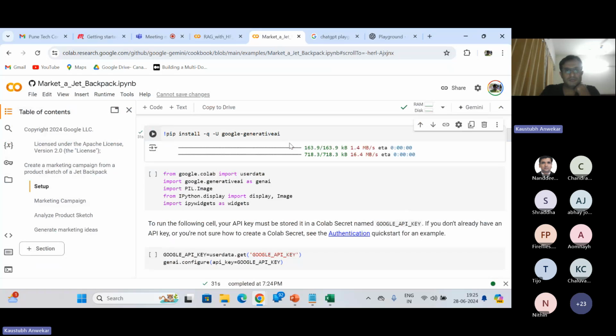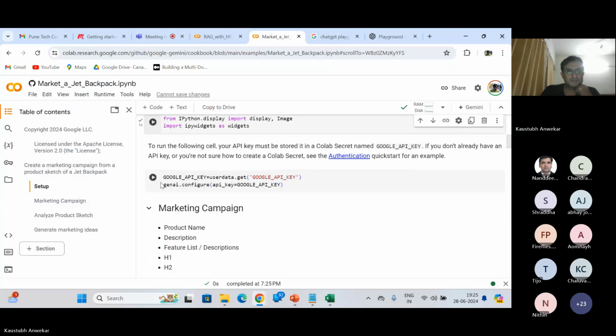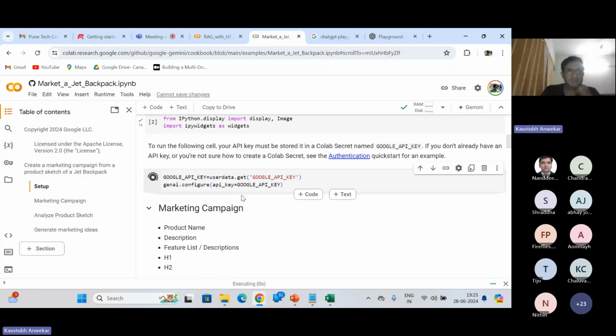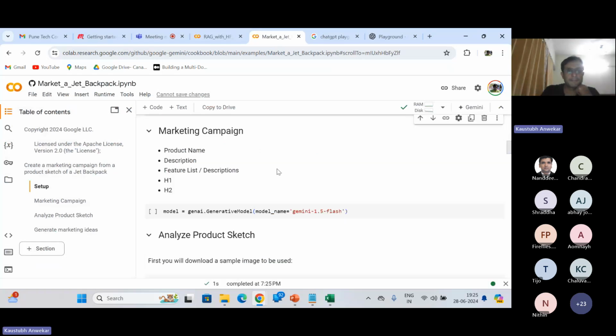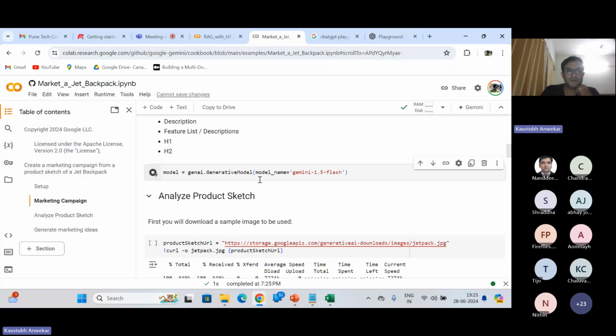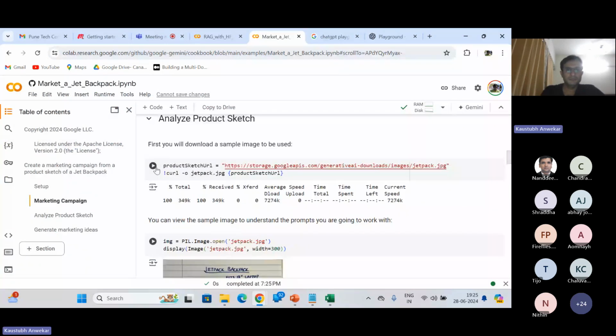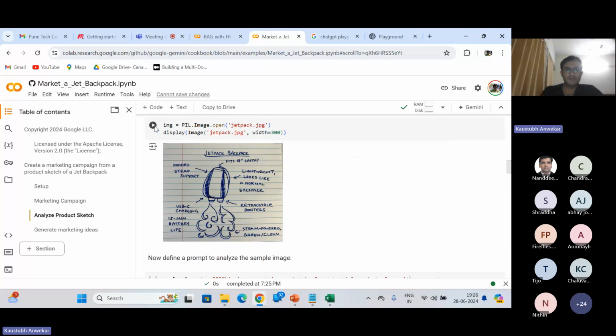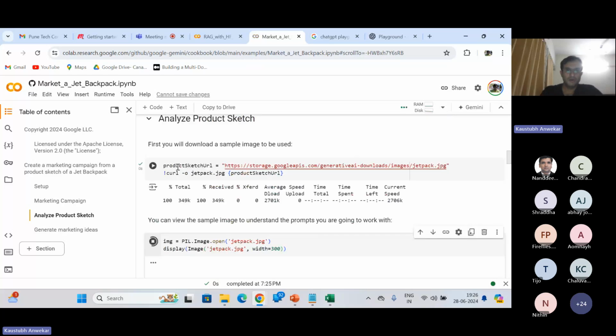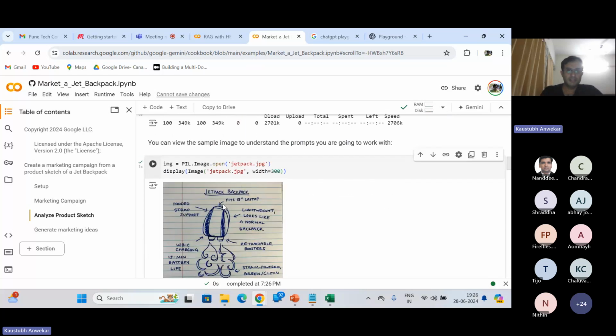Okay, so this is installed now. I simply initialize all these libraries. I use my key. I initialize the model. So what I'm trying to say is that this should be the LLM that should be used for creating the content. Now this image is saved over here on this URL. So we have got that image in the memory, and this is the image.